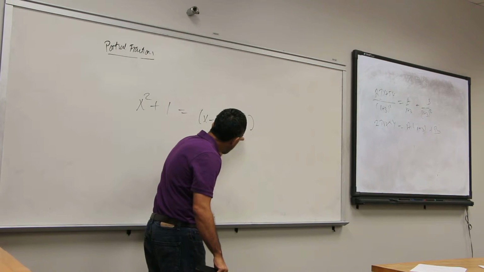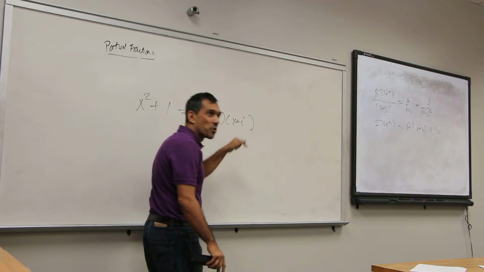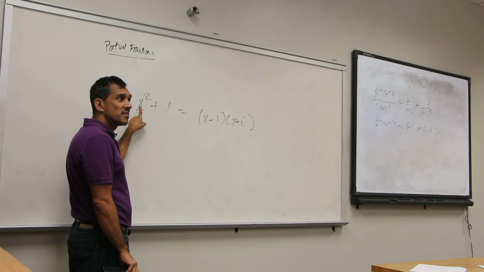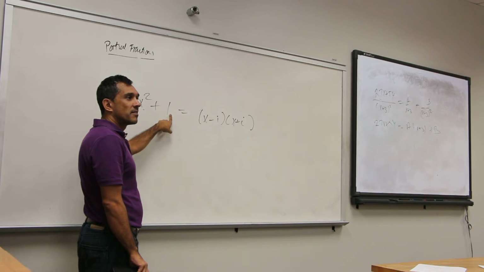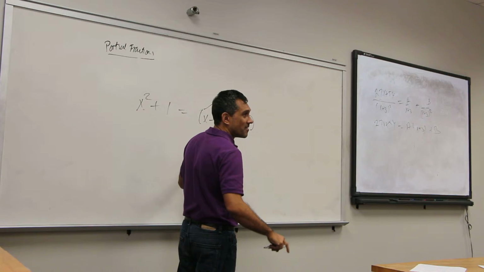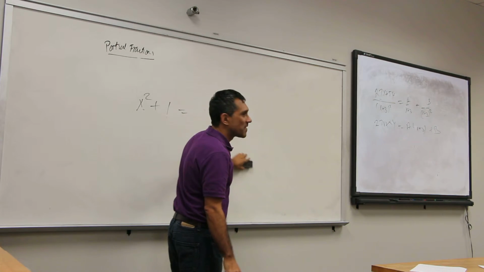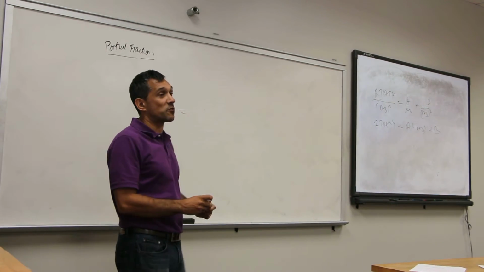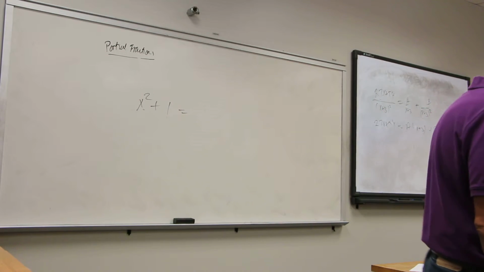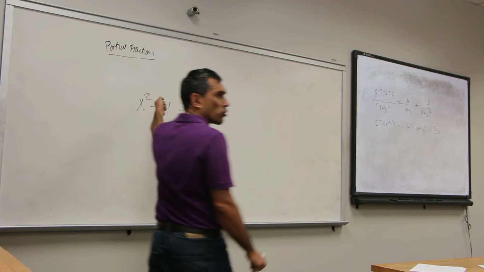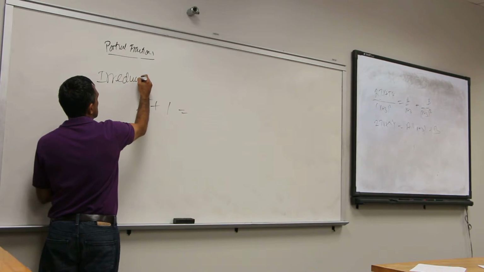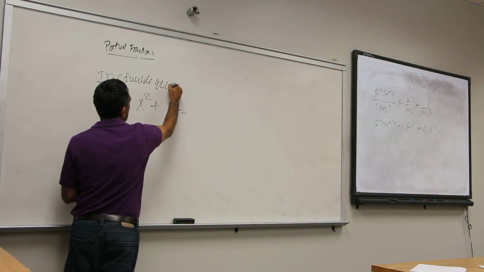Plug in -i here, what do I get? 0. -i times -i is i squared, and i squared is -1 plus 1. That is how you factor it, if you ever wanted to know. But anybody who tries to factor that with the real numbers, you can't do it. We call this irreducible quadratics.